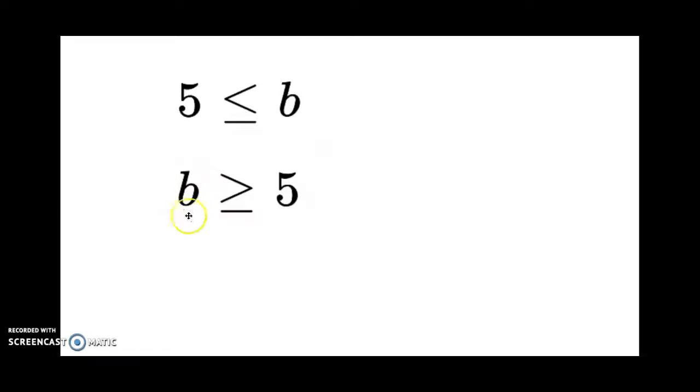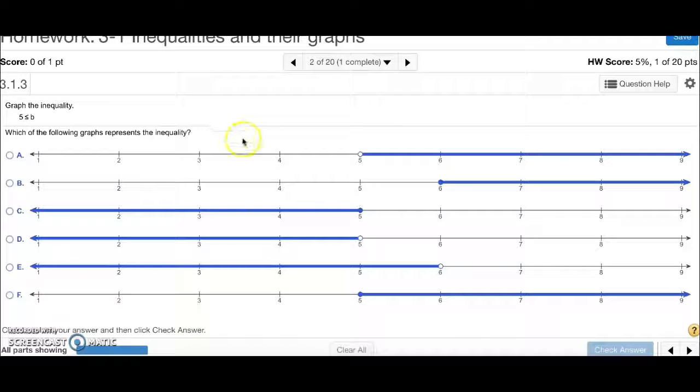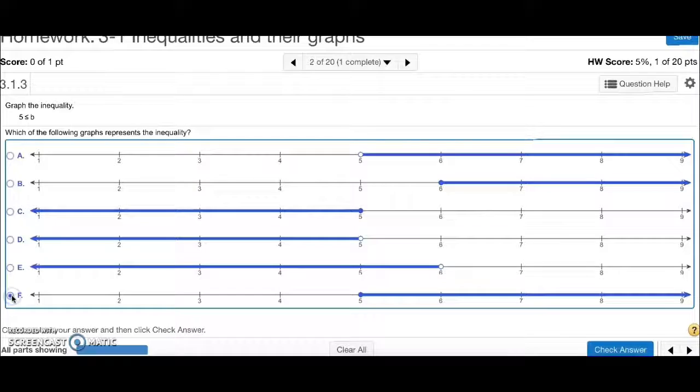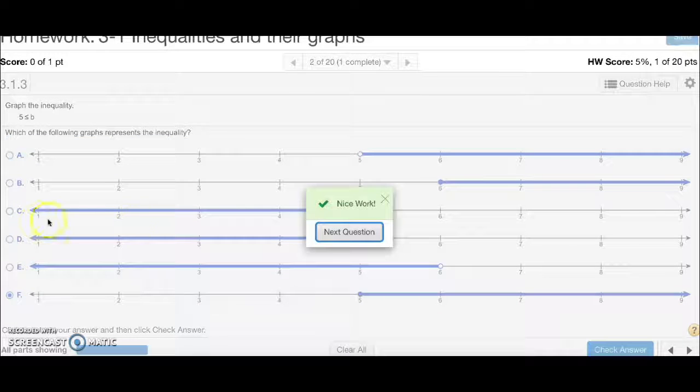Now notice that when the letter's on the left, you go by the direction this is pointing to tell you what direction the graph will go in. So this is pointing toward the right, so the graph is going to go to the right. There's a line under it, so that means it's going to be a closed circle. No line under it means it's going to be an open circle. So now let's go back to our graph. It's going to be a closed circle on 5 going to the right. We have closed circle on 5 on C and F, but going to the right on F, so it has to be F. And that's your answer for number 2.